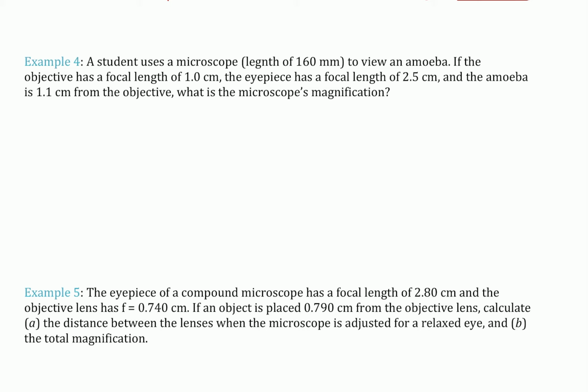Example 4. A student uses a microscope with a length of 160 millimeters to view an amoeba. If the objective has a focal length of 1 centimeter, the eyepiece has a focal length of 2.5 centimeters, and the amoeba is 1.1 centimeters from the objective, what is the microscope's magnification?